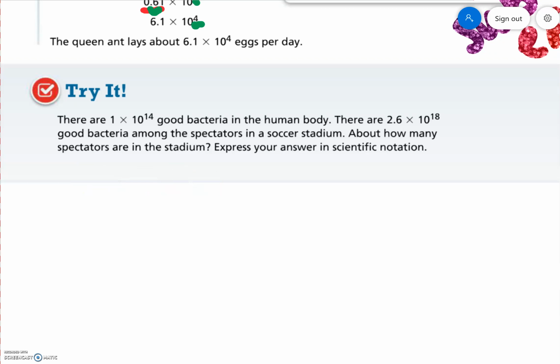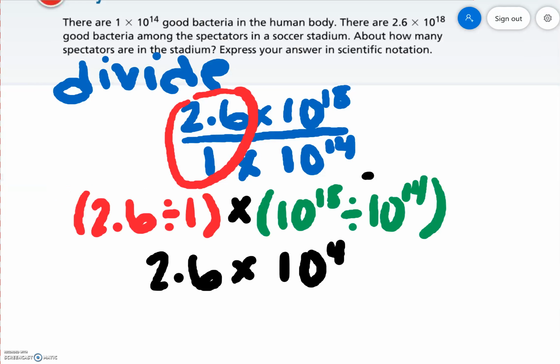I'm sorry, 8th grade, I misspoke. I didn't read correctly. We have to divide. After that little correction, we find out there are 2.6 times 10 to the 4th good bacteria. There are 2.6 times 10 to the 4th spectators in the stadium.